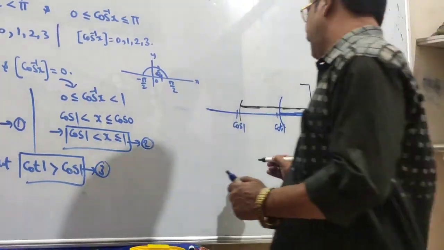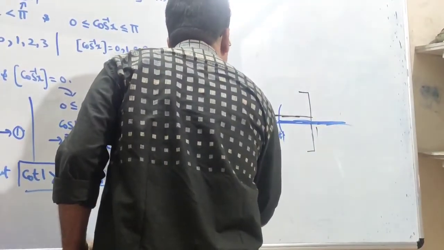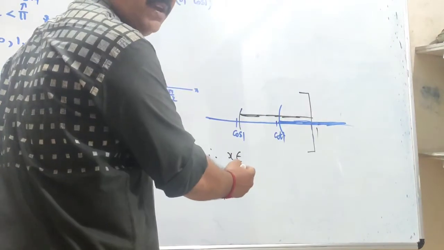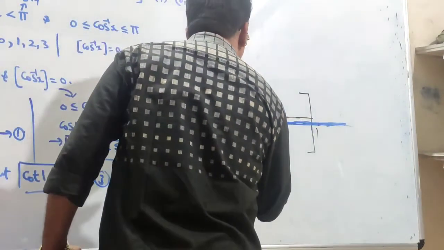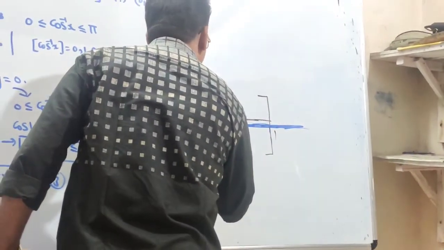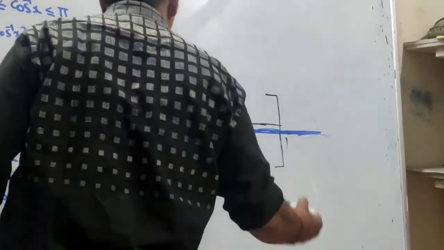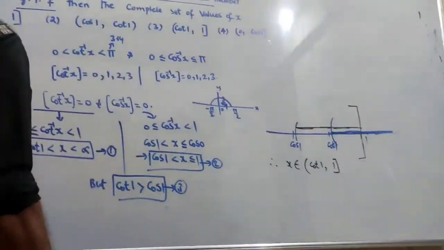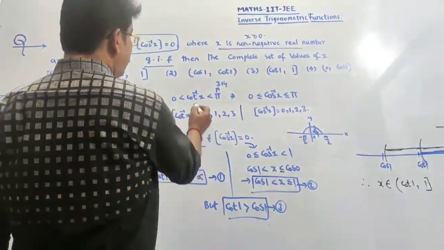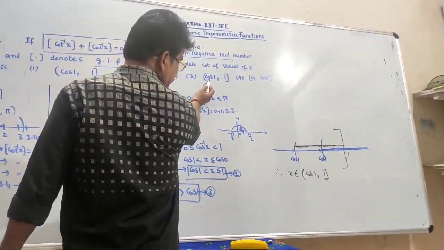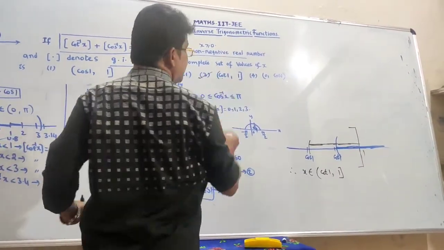So therefore the combined solution is x belongs to the open interval of cot 1 comma 1 closed. So which option is right? Open interval of cot 1, closed 1. So the third option is right.